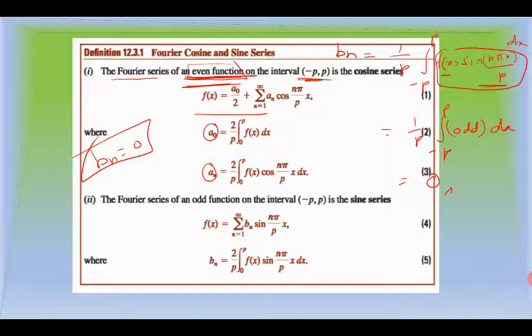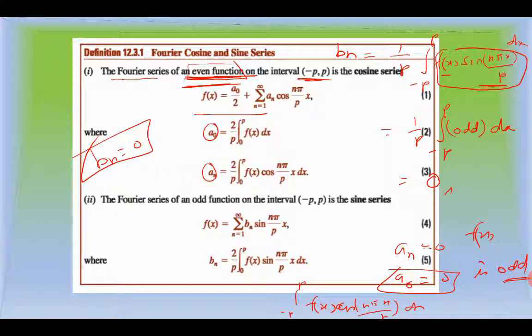Similarly, you can check that an and a0 will be 0 if f of x is odd. If f of x is an odd function, the integration from negative p to positive p is 0 for a0, isn't it? When you multiply an odd function with the even function cosine, again the output is an odd function. So the integration of f of x cosine n pi x over p dx from negative p to p will also be 0. Therefore an and a0 will be 0 when the function is odd.